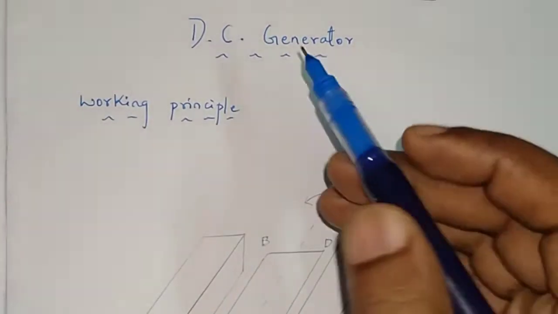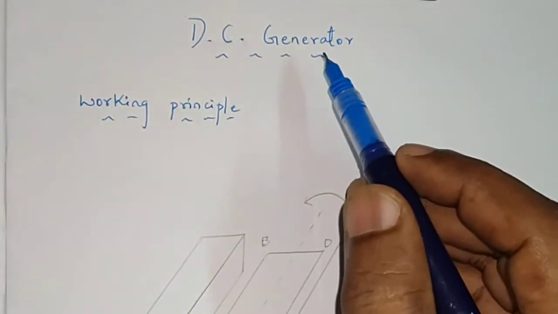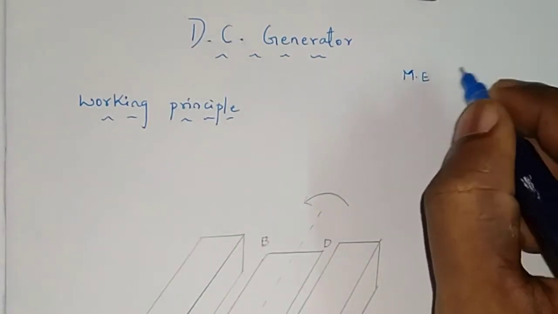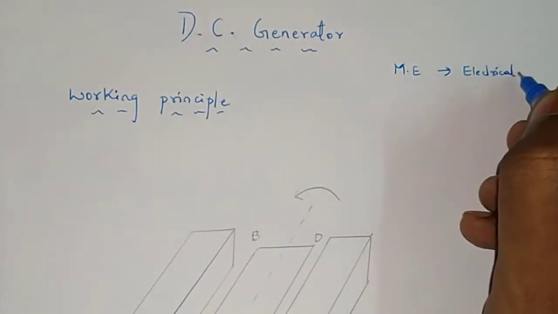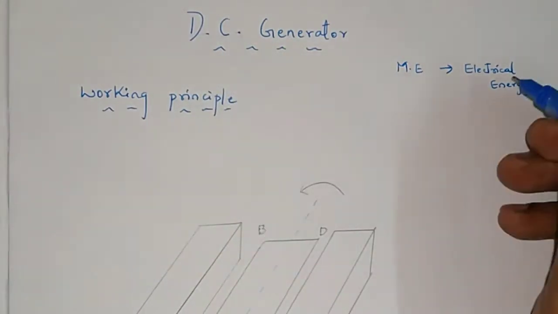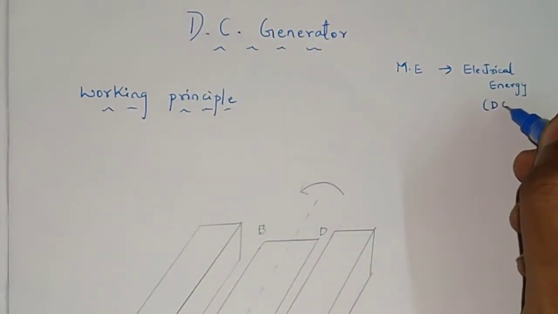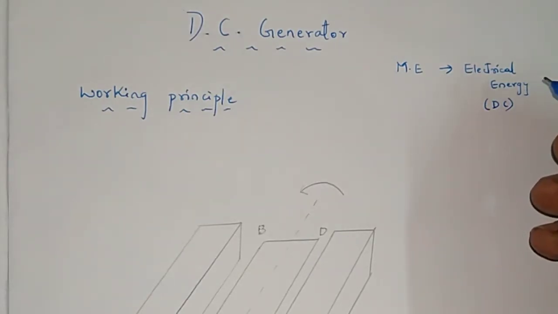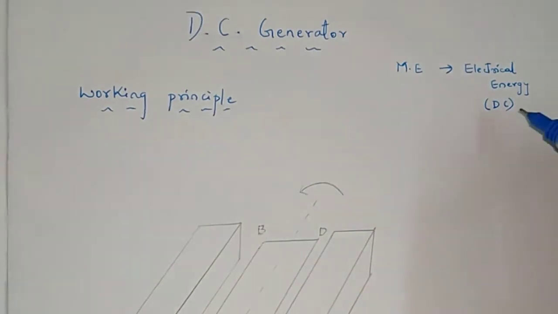In this video, we'll discuss the DC generator. A generator is an electrical machine which converts mechanical energy into electrical energy. A DC generator converts mechanical energy to electrical energy of DC, that is direct current. Electrical energy is nothing but electricity. We have two types, AC and DC. So a DC generator is used to generate DC supply.